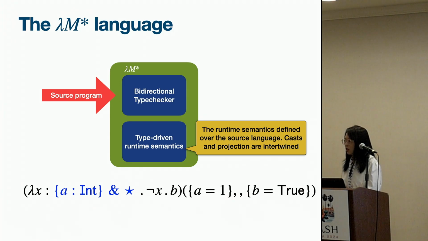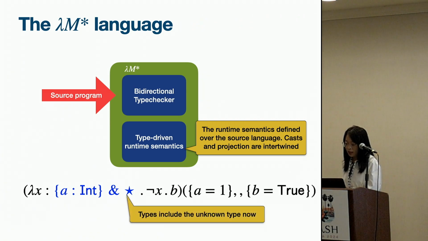So for instance, this is a gradual program which uses merges. And we add this star type, which is the unknown or dynamic type, and it can represent any type. So this is a function that takes merges of records with type int and with something else. This should be type checked. Then I will introduce some key points and challenges in our work.